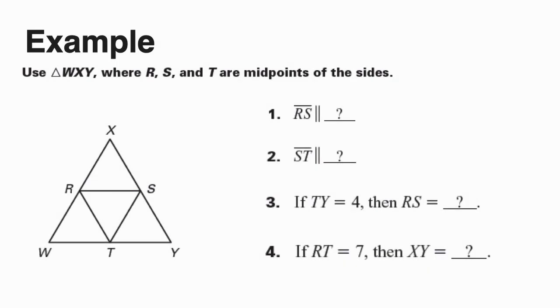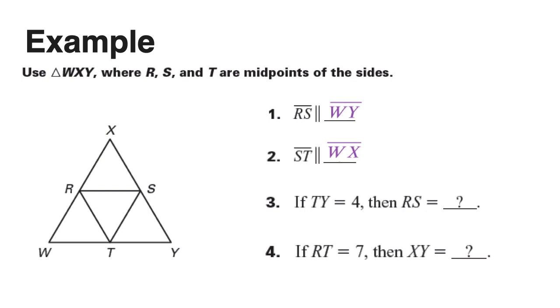Now, an example. Use triangle WXY where R, S, and T are midpoints of the sides. If R is a midpoint of side WX, and S is a midpoint of side XY, then RS is a midsegment, and it is parallel to and half as long as the third side. So RS is parallel to WY. ST is a midsegment. It is parallel to the third side, WX.